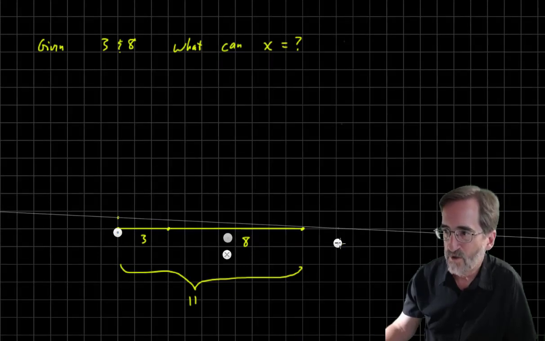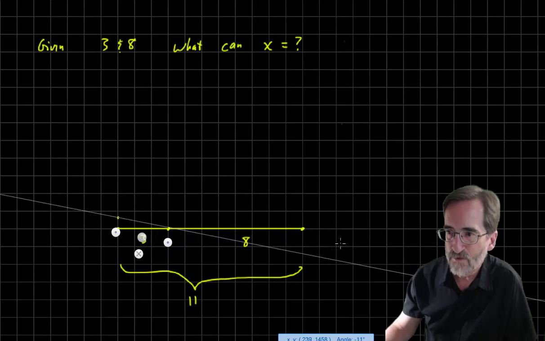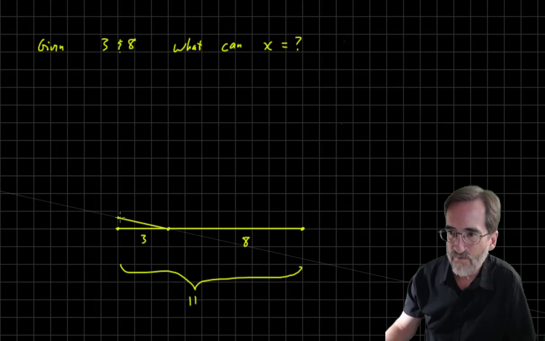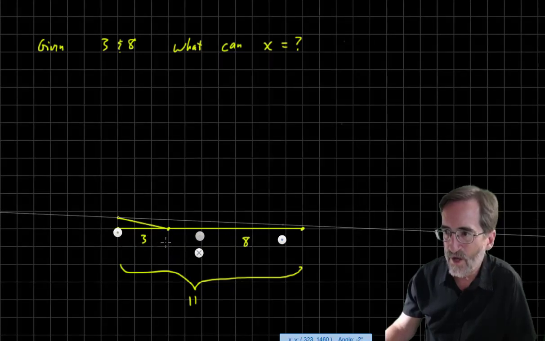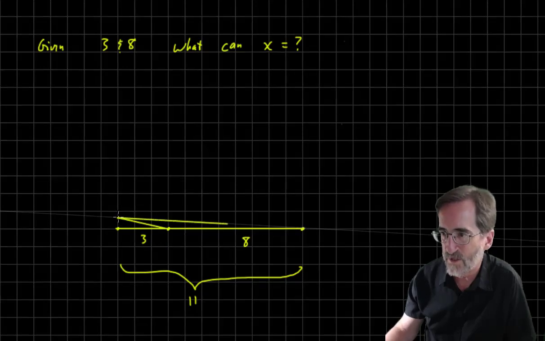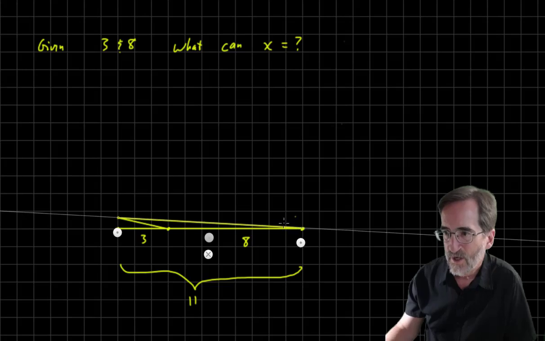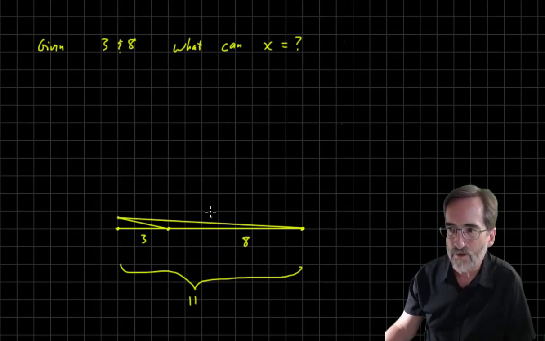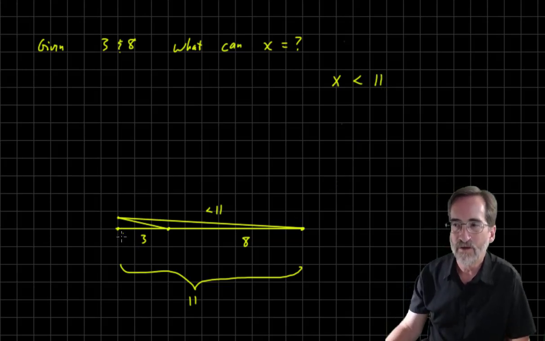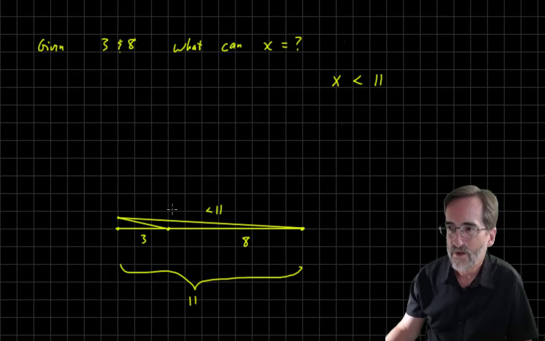So here we go. Triangle. There we go. So now it forms a valid triangle, but by doing that, what have I done to the side 11, the distance between the end of the two segments? I've made it a little bit smaller, so this is less than 11, right? So x, the third side, has to be less than 11. It can't be greater than 11. It has to be less than 11.